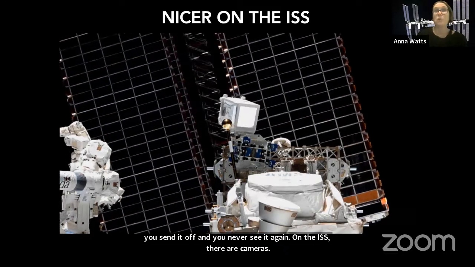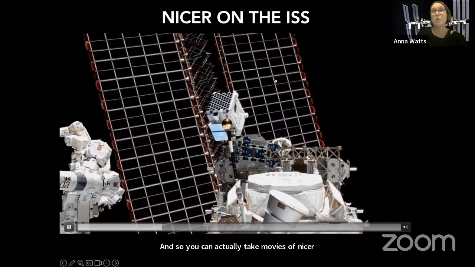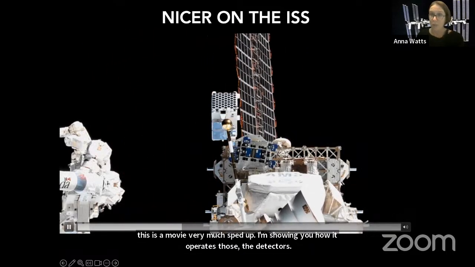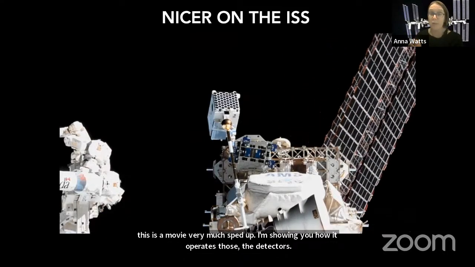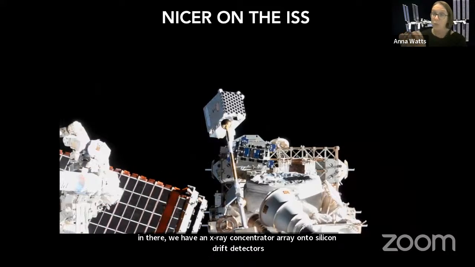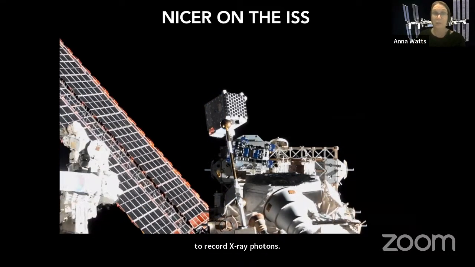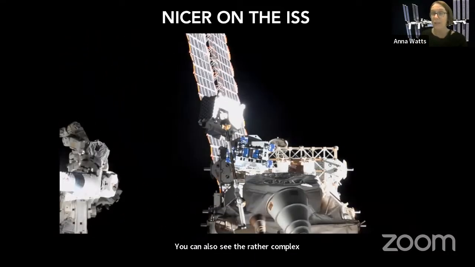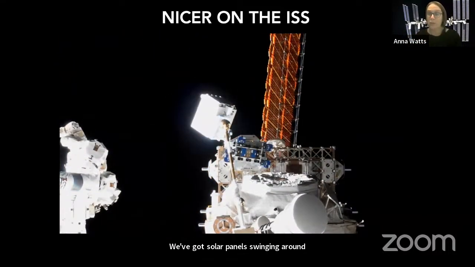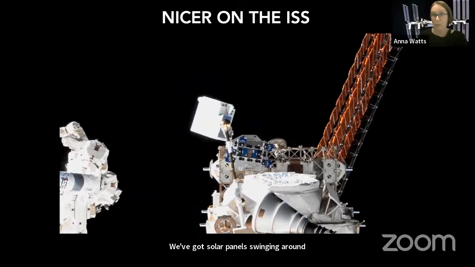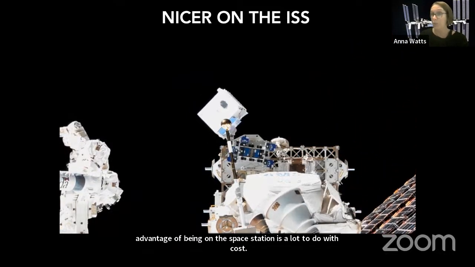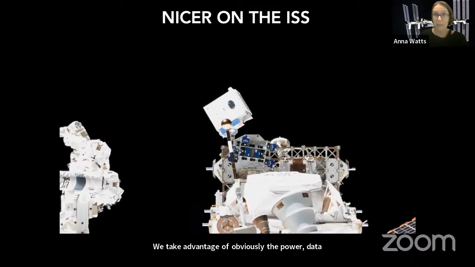And this is a movie, very much sped up, showing you how it operates. Those are the detectors. Basically in there, we have an X-ray concentrator array onto silicon drift detectors to record X-ray photons. You can also see the rather complex environment that NICER is operating in. We've got solar panels swinging around, but the advantage of being on the space station has a lot to do with cost. We take advantage of the power, data transmission, and so on, of being on the space station.